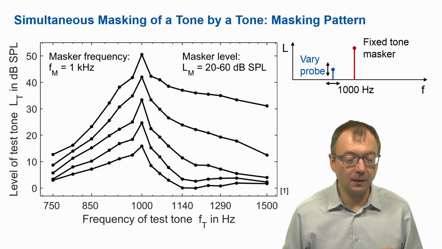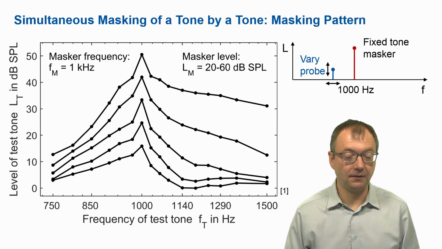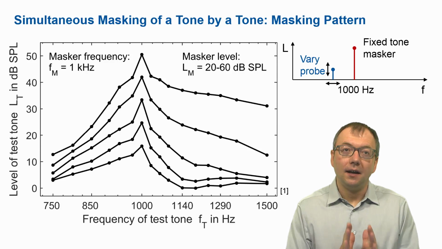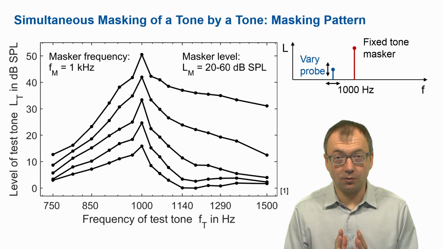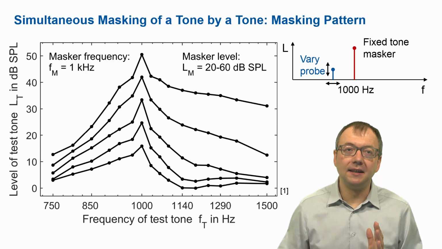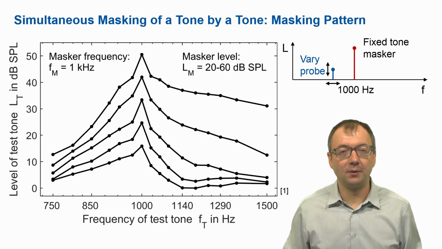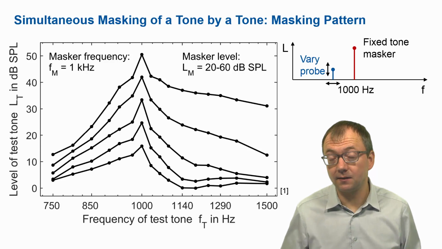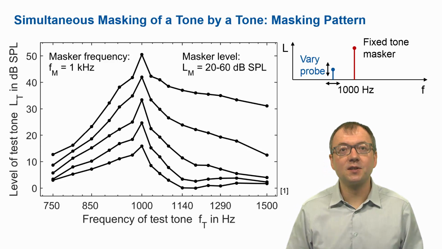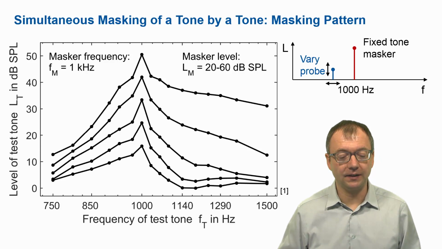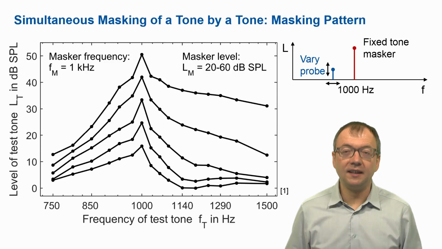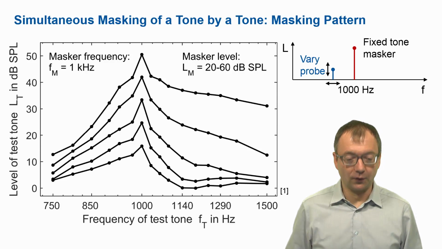And this is what's being plotted in the masking pattern. And you already see that masking is strongest near the masker tone's frequency, and masking decays to lower and higher frequencies. It decays much less towards higher frequencies if the masker level is high, which we call the upward spread of masking, but it decays more strongly at low frequencies.